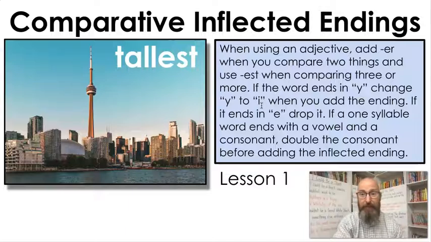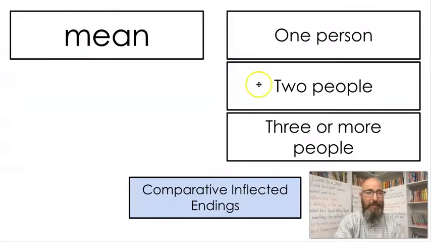Another rule, there's a lot of rules to remember. We'll go over them every day. If it's a one-syllable word that ends with a vowel and a consonant, you double the consonant before adding the different ending, the ER or the EST. We're going to practice these together. I know it's a lot to remember. So let's go ahead and get started.